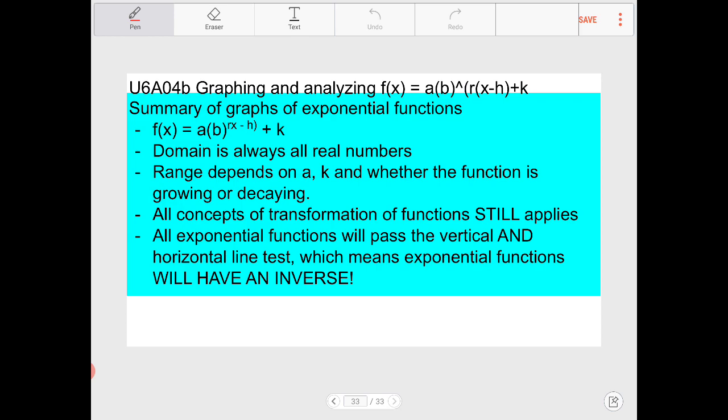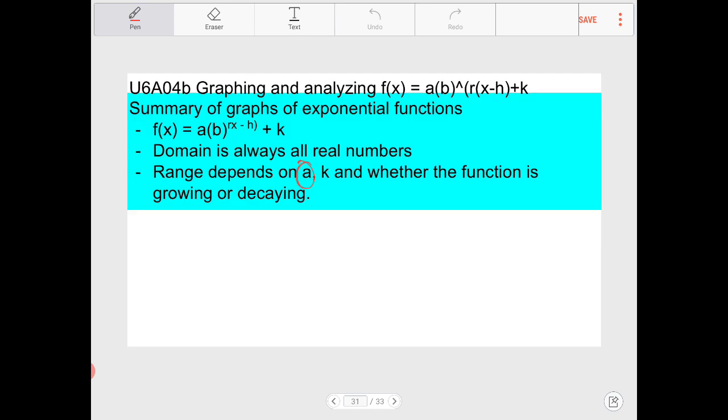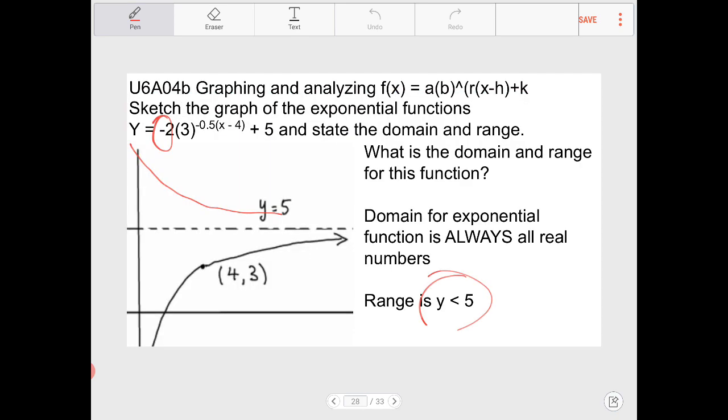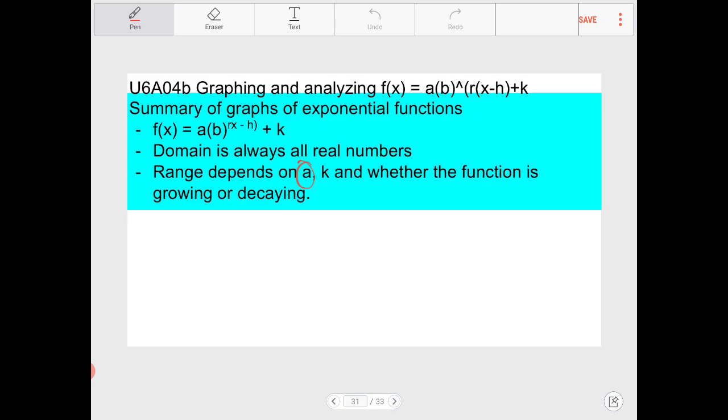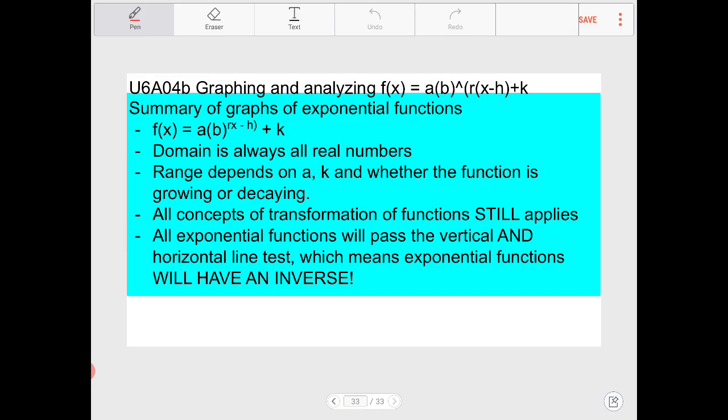All exponential functions will pass the vertical and horizontal line test, as we've seen. I did not address this directly, but I'm going to address it now, right? So if you look at this, the horizontal line test definitely will pass. The vertical line test definitely will pass, right? This kind of function is, in fact, one-to-one. So yes, an inverse function for an exponential function will in fact exist. How are we going to get there? We're going to be talking about that in the next video.